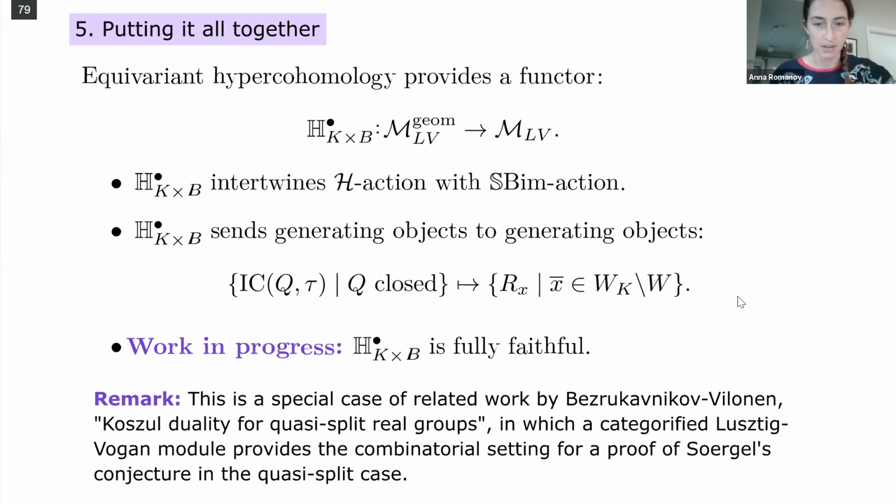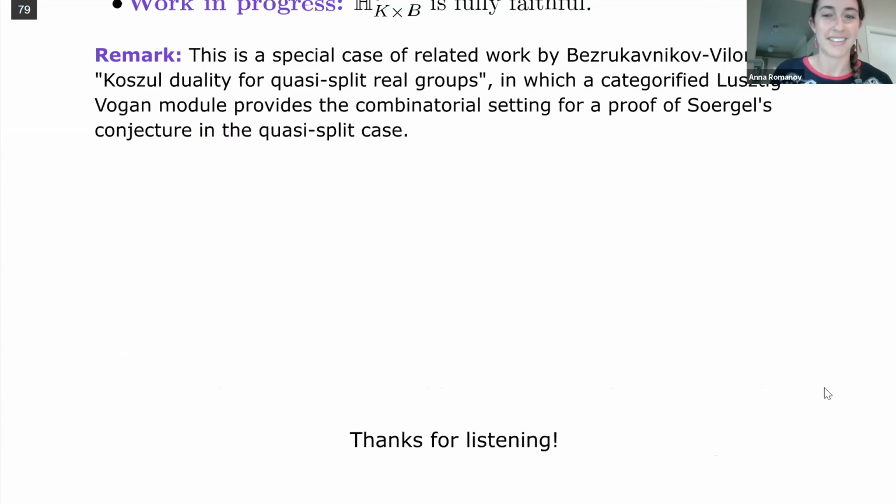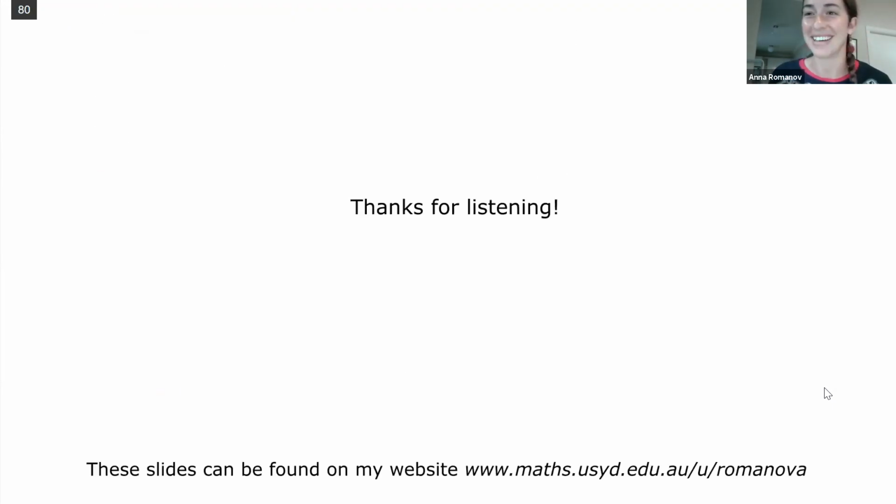And then just one last remark is that this is not actually a special case, that's a little bit wrong, but it's closely related to this work by Bezrukavnikov-Vilonen, where they also provide a categorification of the Lusztig-Vogan module, but their setting is slightly different. They work with different adjectives in front of their Lie groups. They work with quasi-split groups, and their categorification has this same goal of trying to provide a proof of Soergel's conjecture, and they do so in a special case with somewhat similar methods. And that's all. So I'll stop here. Thank you.